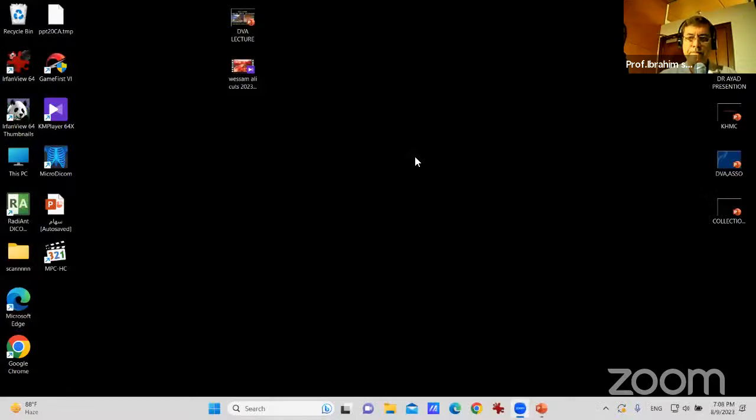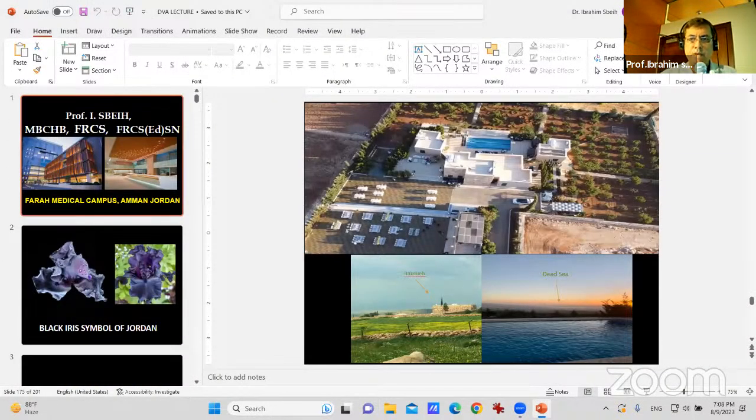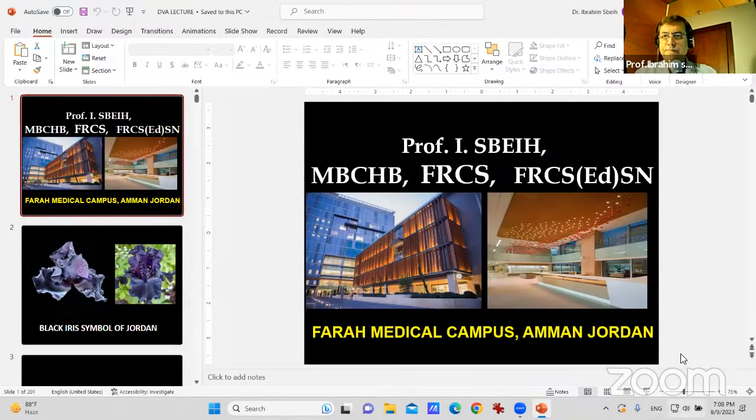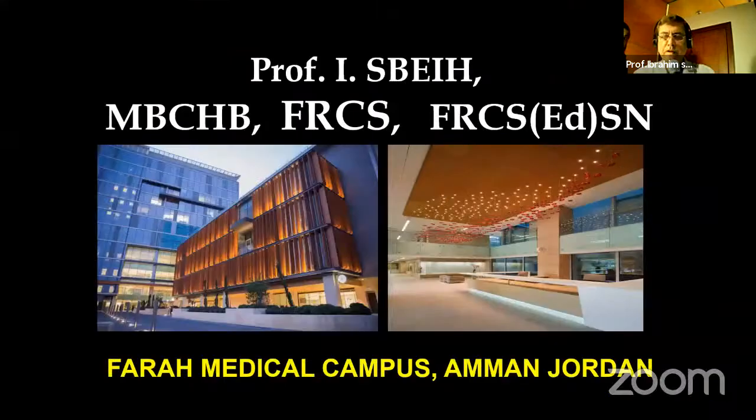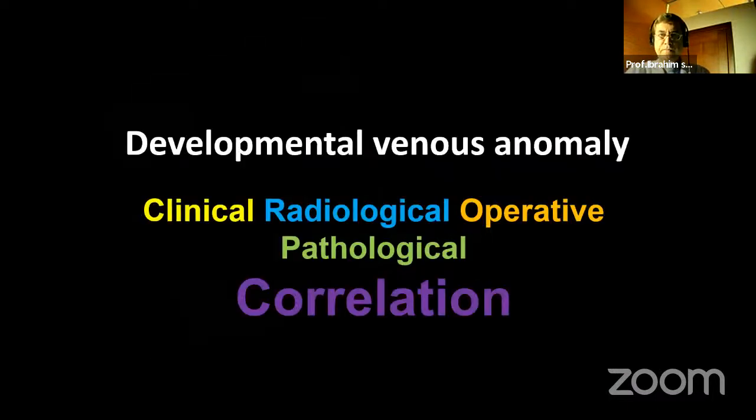Thank you, John, and hello, everybody. My name is Ibrahim Sbeih. I'm a neurosurgeon from Jordan, and we are transmitting live from the Farah Medical Campus here in Amman. So this is the Farah Medical Campus in Amman, where I'm transmitting from. And this is the black iris, which is the symbol of Jordan.